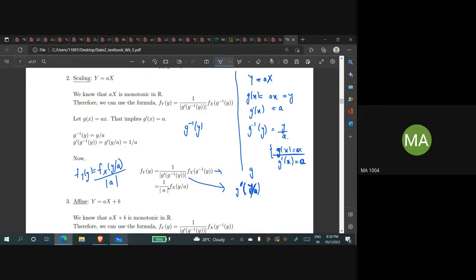Okay. And ma'am, when you did g dash of x, you got a. Now ma'am, what is this y by a? y by a is just x. So you put any x there, your derivative is going to be just a, constant a. So that is why in the denominator you have this mod of a.